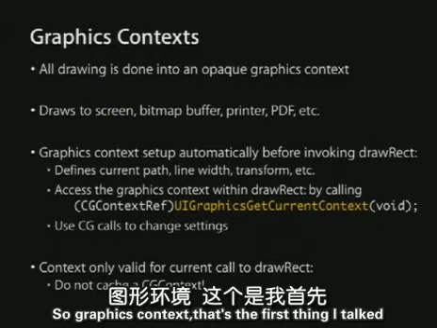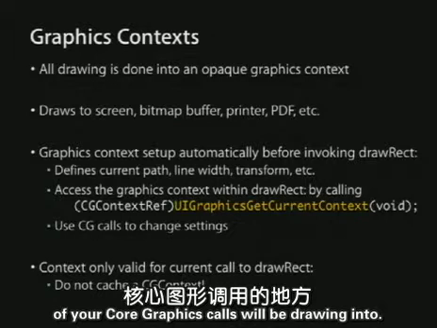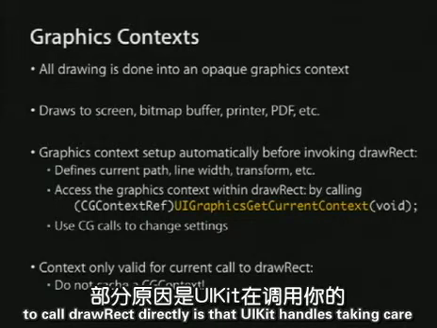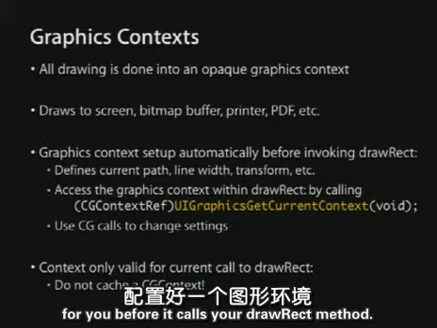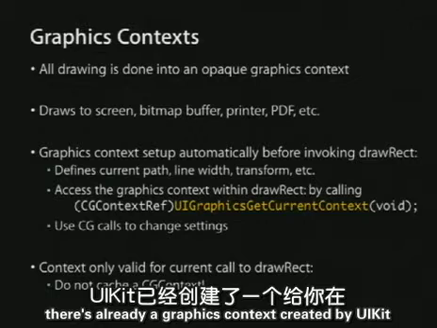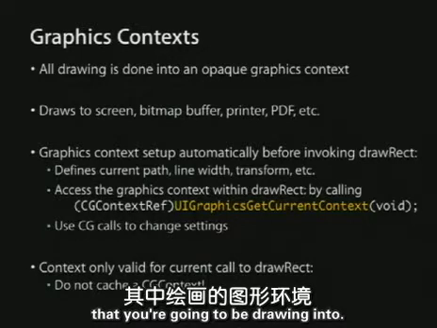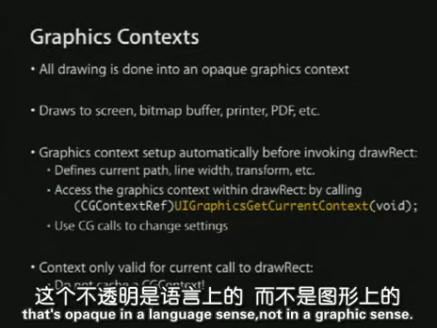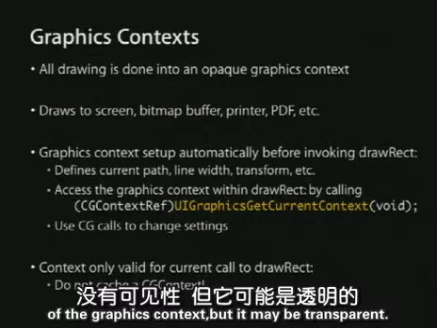So the graphics context is the first thing I talked about there. This is what all of your Core Graphics calls will be drawing into. Part of the reason you don't want to call drawRect directly is that UIKit takes care of setting up a graphics context for you before it calls your drawRect method. So when drawRect is called, there's already a graphics context created by UIKit that you're going to be drawing into. All drawing is done into this opaque graphics context. That's opaque in the language sense, not in the graphics sense. You don't have visibility into the elements of the graphics context, but it may be transparent.